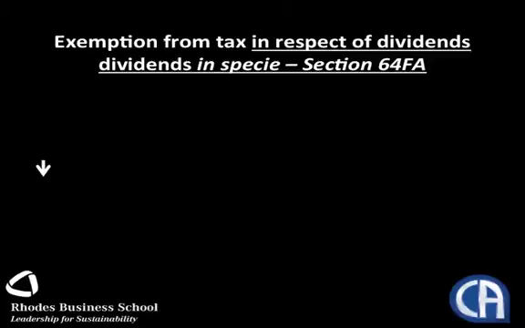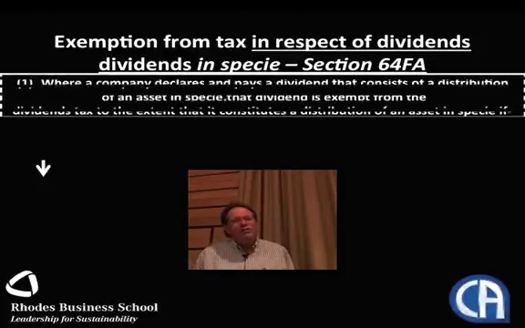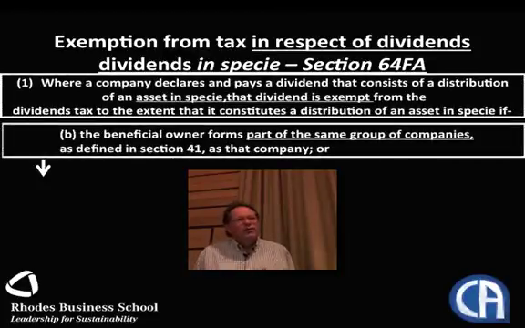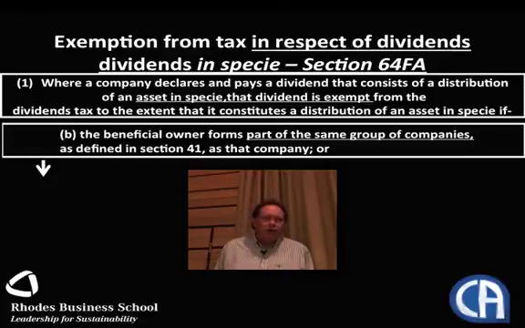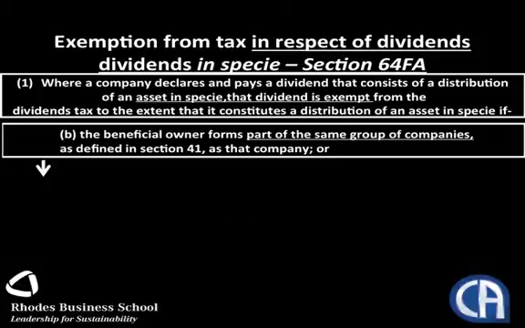Notice we can't go to F for the exemption, we have to go to FA. And FA only really gives one big exemption. It says where we are distributing an asset in specie in a group of companies defined in section 41. So that would be a 70% shareholding requirement, no less. The only other exemption is where we are distributing a property company in terms of paragraph 51A of the 8th Schedule, but very, very few people are doing that. So we really only have the one major exemption.